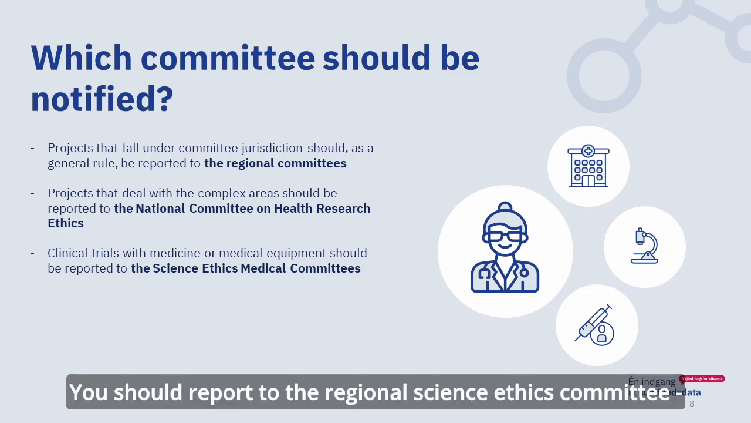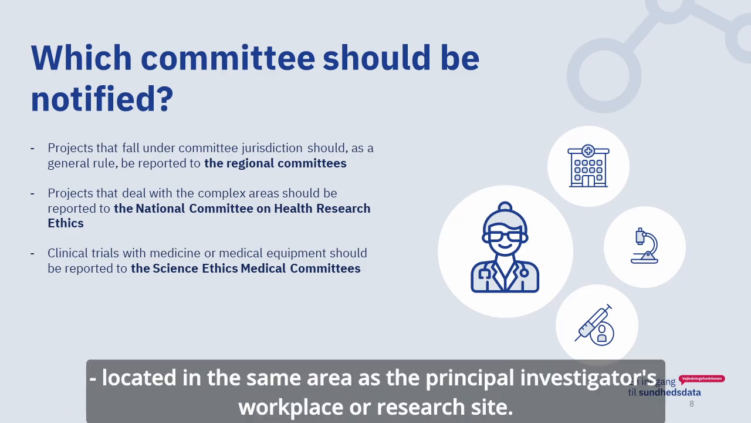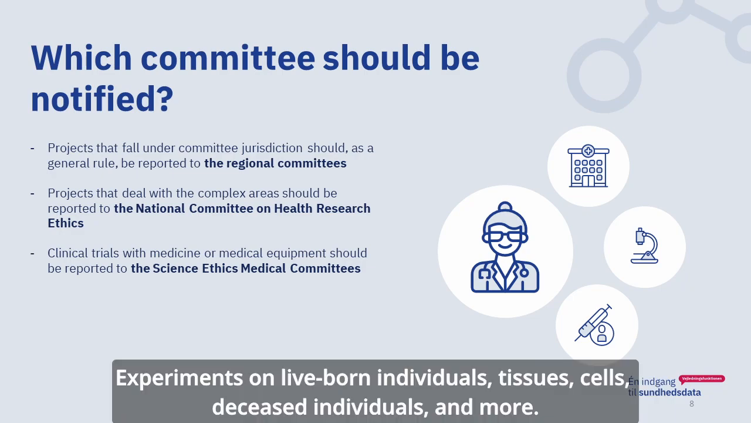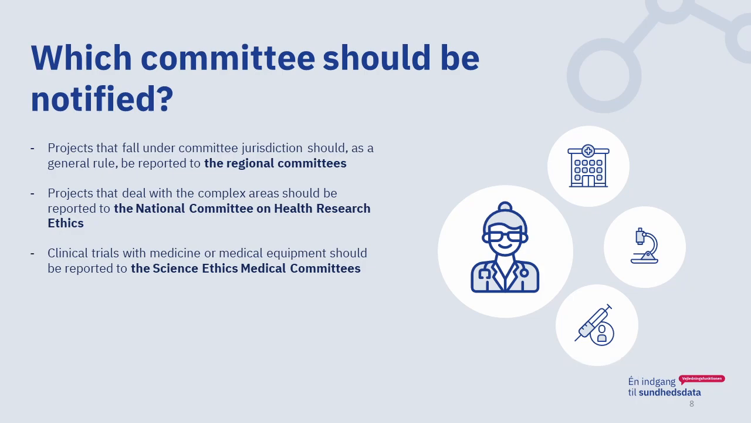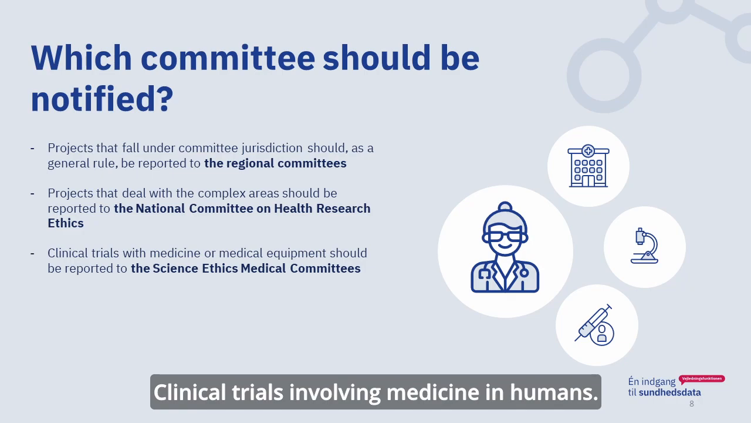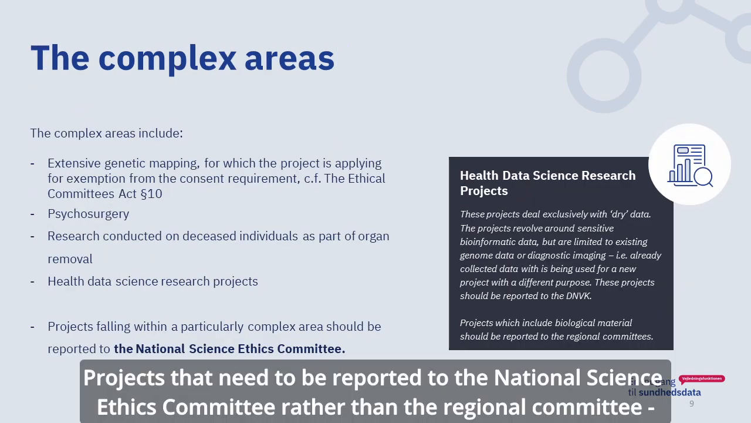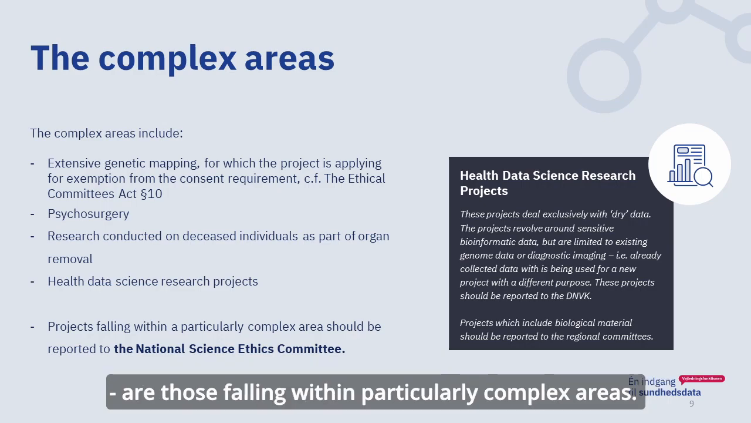You should report to the Regional Science Ethics Committee located in the same area as the principal investigator's workplace or research site. Projects that are subject to reporting requirements may include, but are not limited to, experiments on live-born individuals, tissues, cells, deceased individuals, and more, clinical trials involving medicine in humans, clinical testing of medical equipment, and health data science projects. Projects that need to be reported to the National Science Ethics Committee rather than the Regional Committee are those falling within particularly complex areas.